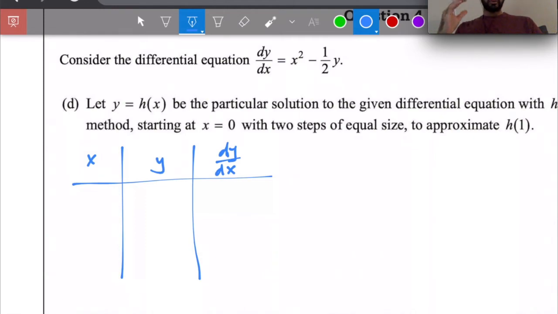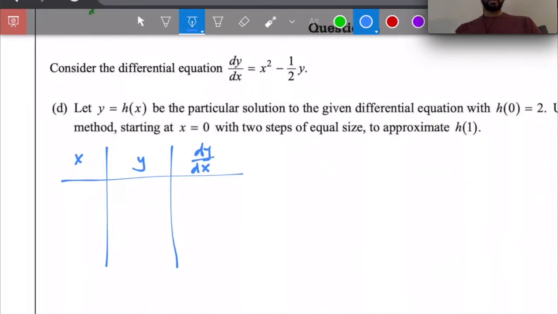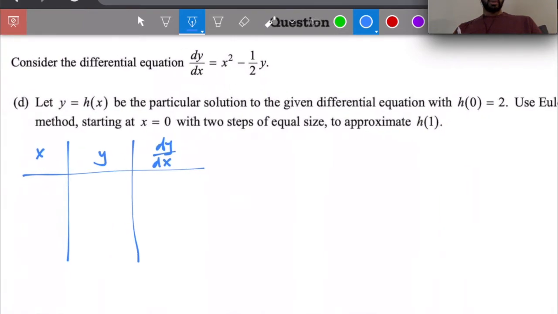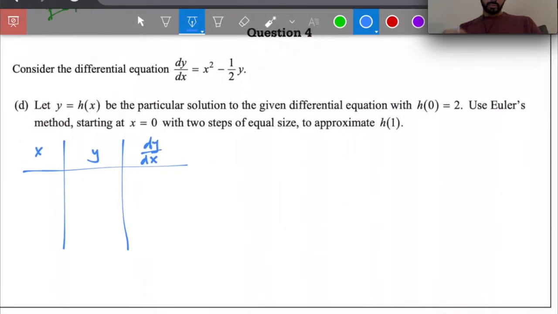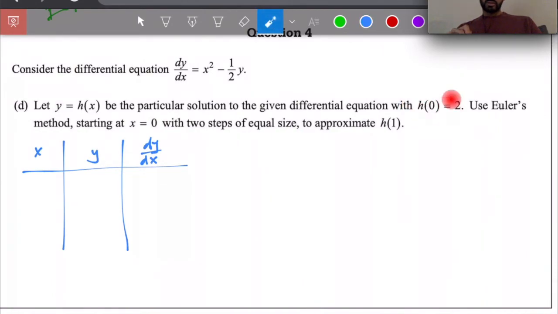And we have to first figure out what is our starting point. So our starting point is this guy right here. h of 0 is equal to 2. And it even says starting at x equals 0. So (0, 2). I want to use Euler's method with 2 steps, approximating h of 1.